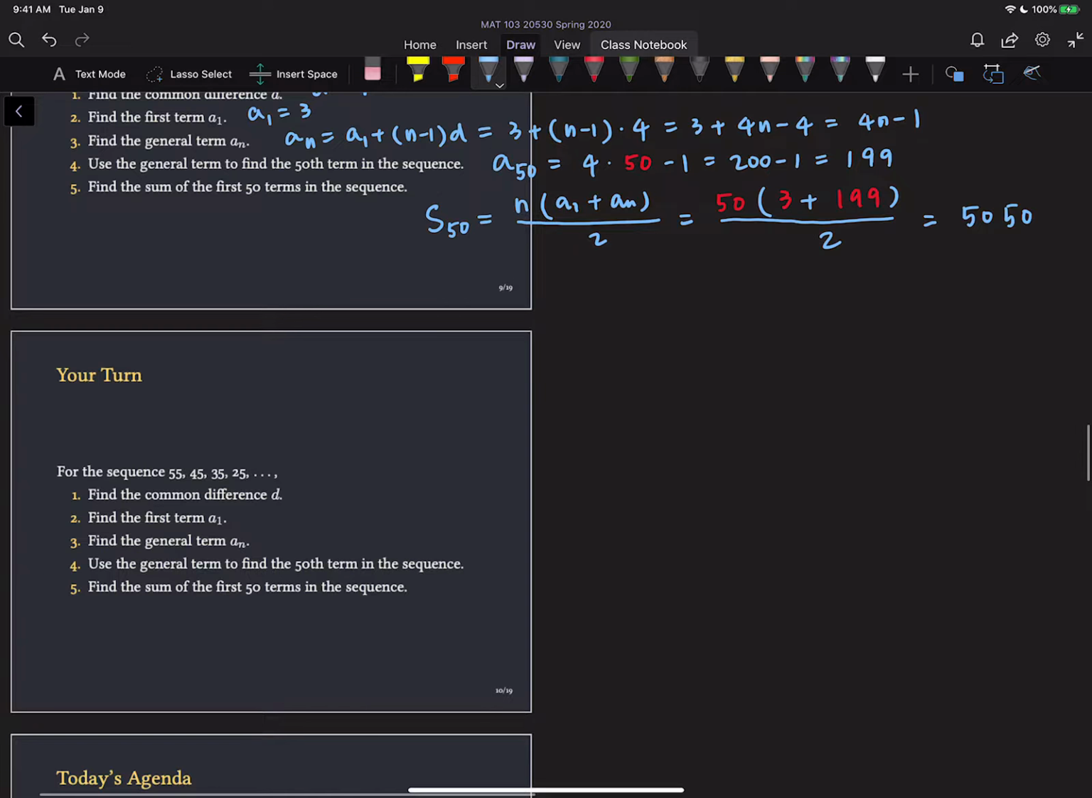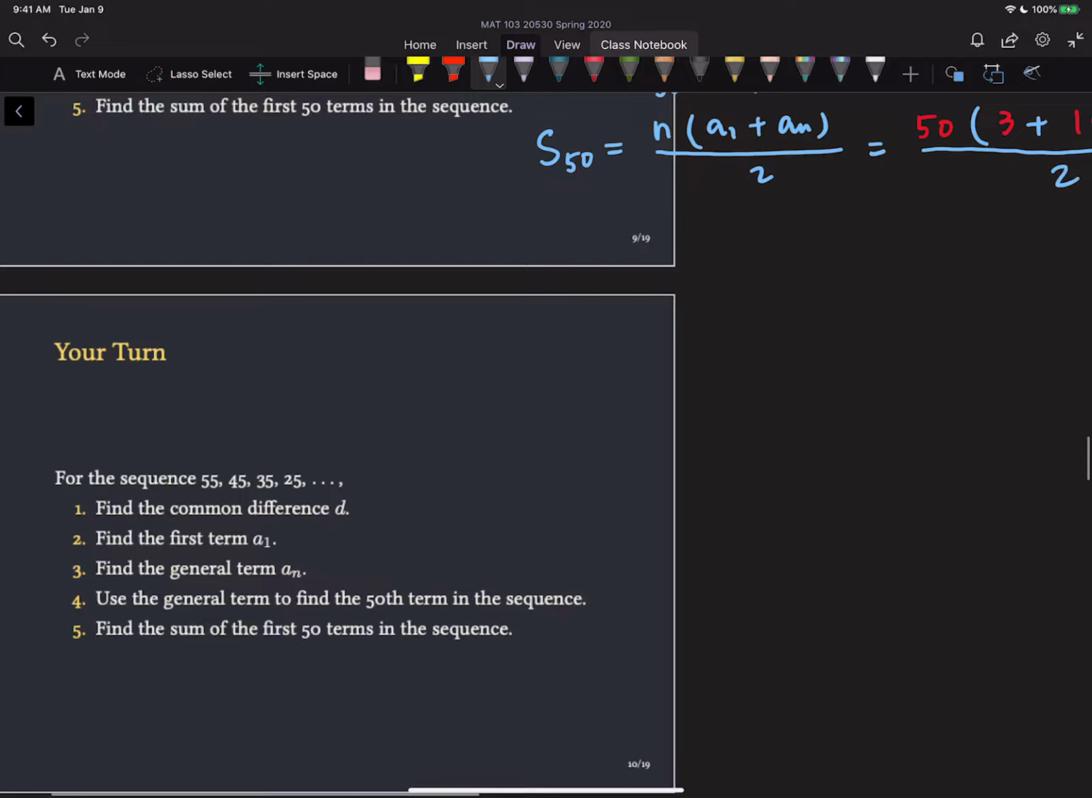Alright, now it's your turn. I have this practice problem right here. The sequence is 55, 45, 35, 25, and so on. You're going to complete all 5 of them just like what we did. Make sure you pause the video and work on your own. When you finish, check your answer with this video. Good luck.